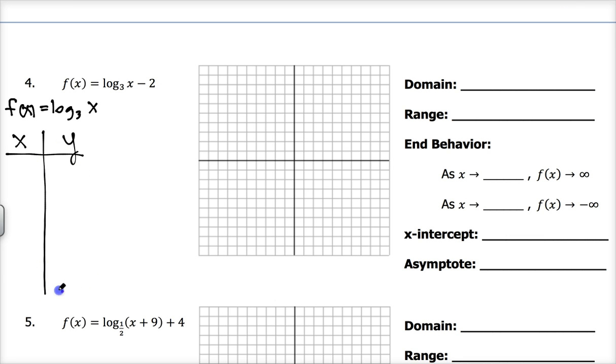and I'm thinking if it were f of x equals 3 to the x, what would I pick for the x values? The x values, again, would be -2, -1, 0, 1, 2. So that's what I'll choose my y values to be here.